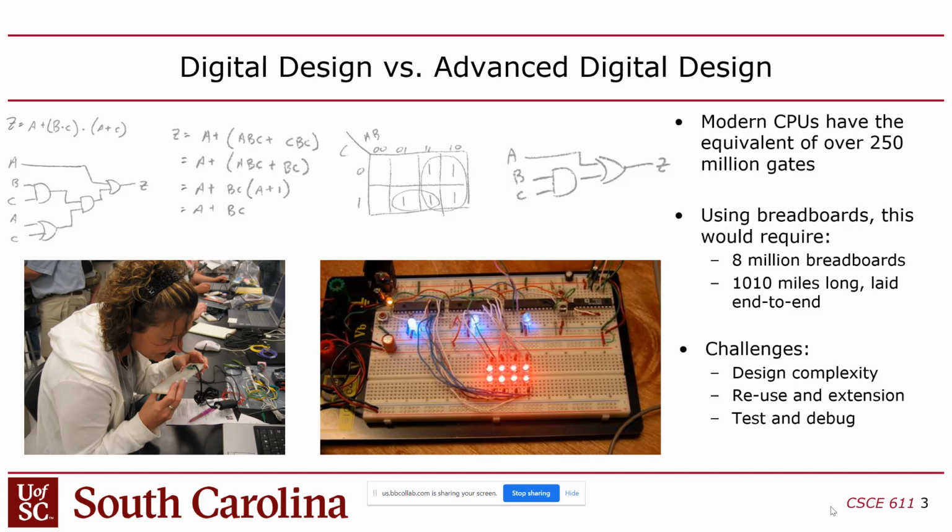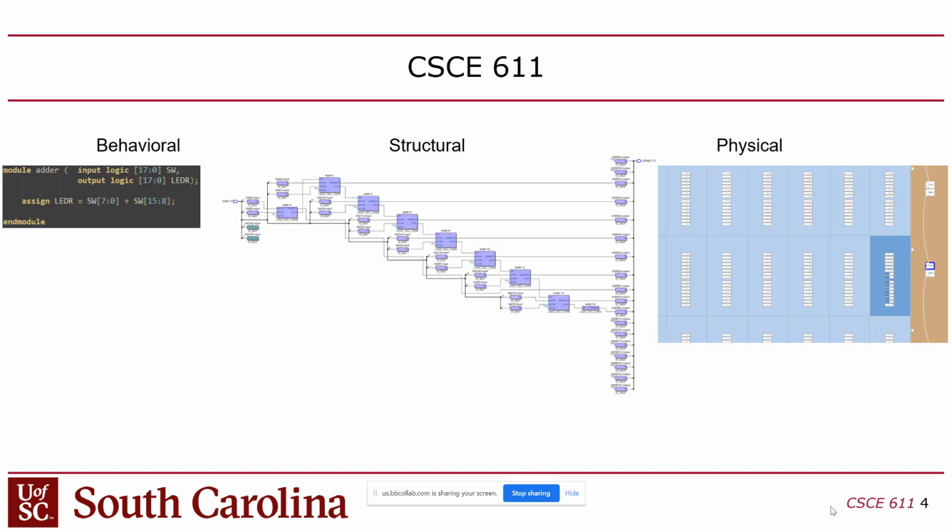So I just thought it was a fun mental exercise to think about what it would take, in terms of this design style, to build a modern CPU. A modern CPU is going to have at least 250 million gates on it, and that's not even including the cache. That's just the logic, the gates. Something like that, I calculated, would take 8 million breadboards, which would be over 1,000 miles long. Even if you could design something like that, imagine trying to debug it and to reuse parts of it for the next generation of chip. It wouldn't be practical. So these are the challenges that CAD tools are trying to address.